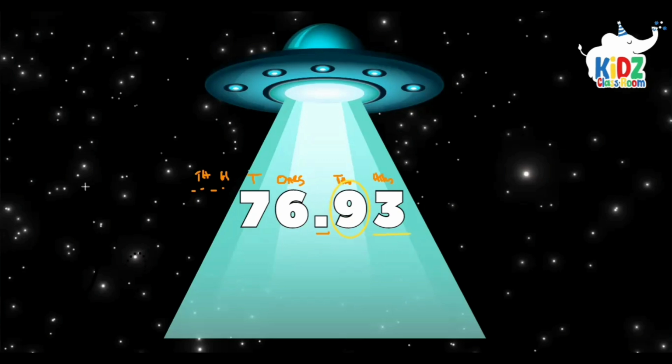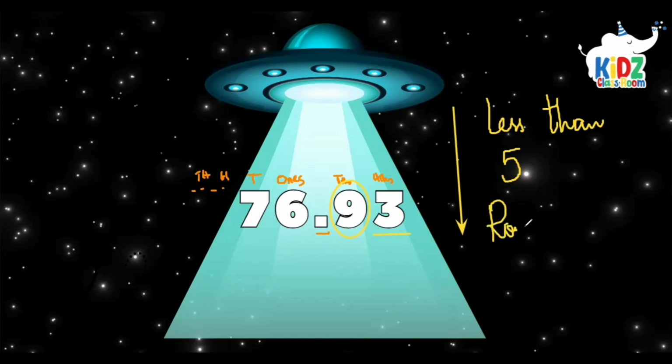So will we round up or down? Yes, we will round down. Why? Because the digit in the hundredths place is less than 5. So the rule was that if the digit is less than 5, we round down. So let's round this number to the nearest tenth. Don't forget to show the symbol.